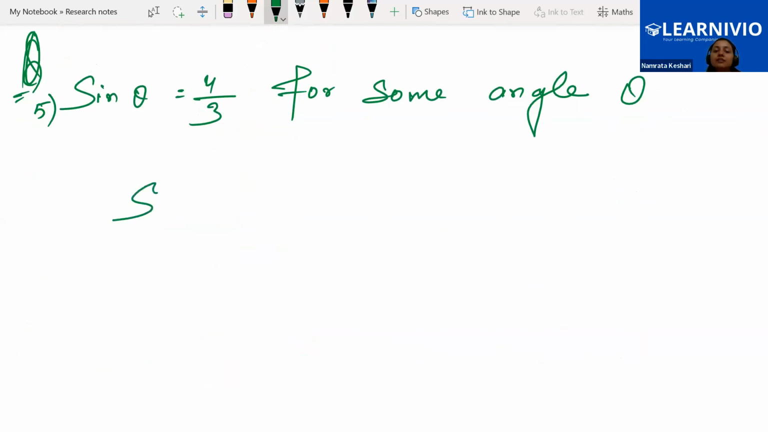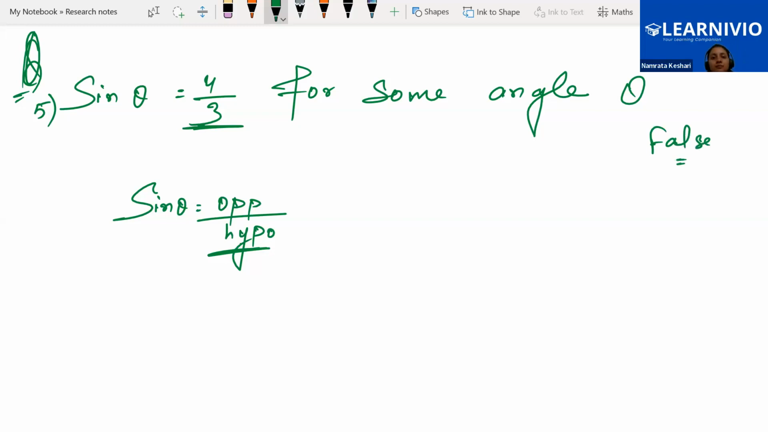Let's check it. According to the trigonometric ratio, we know sine is opposite over hypotenuse, right? Hypotenuse is in the denominator, and here 3 is reflecting the hypotenuse part, which cannot be possible. Okay, this is completely false. Any confusion over here? No, ma'am. Let's continue with the next concept.